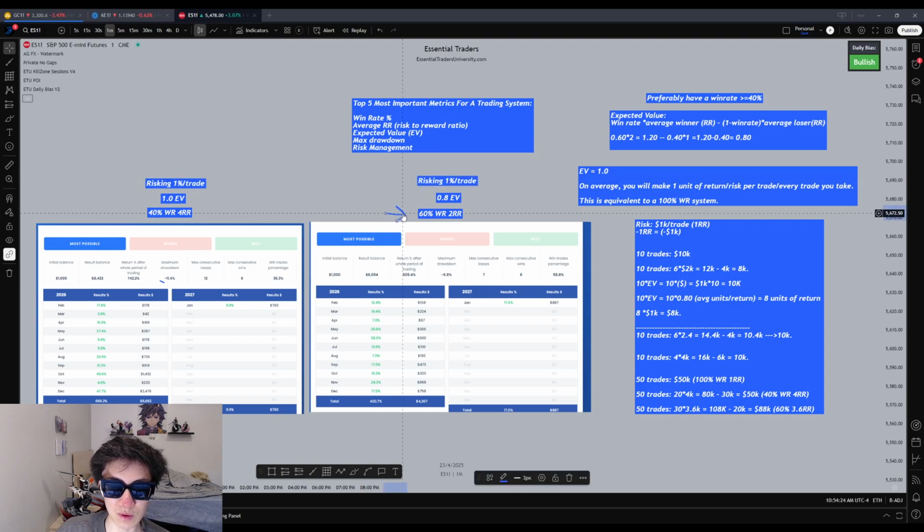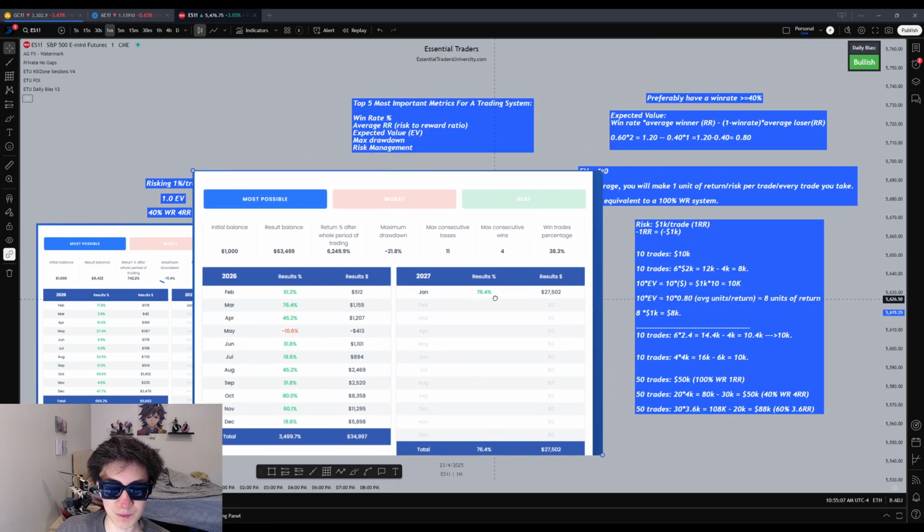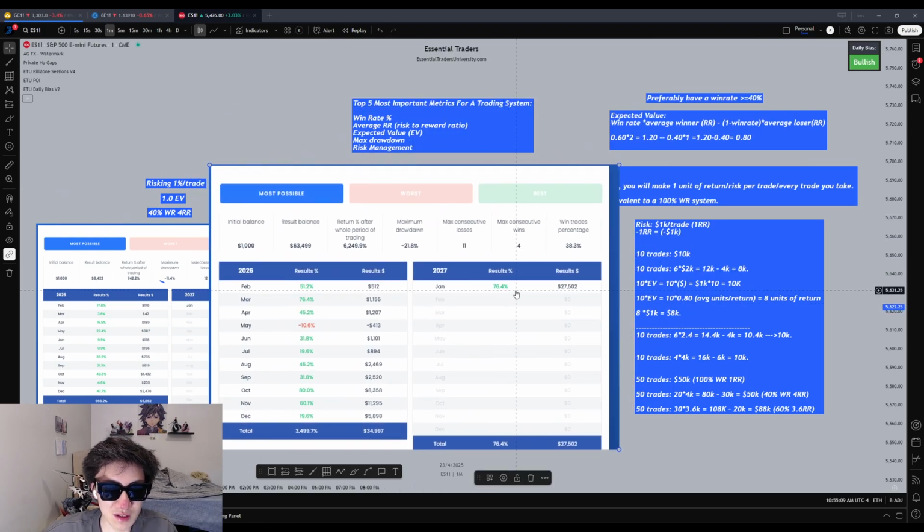These both are risking 1% per trade. Now, let me show you something else. For this, I'm going to delete this from the screenshot because it's not going to fit, but just real quick, temporarily, this is what happens when you double your risk on the 40% win rate at 4 risk reward system, or any system.